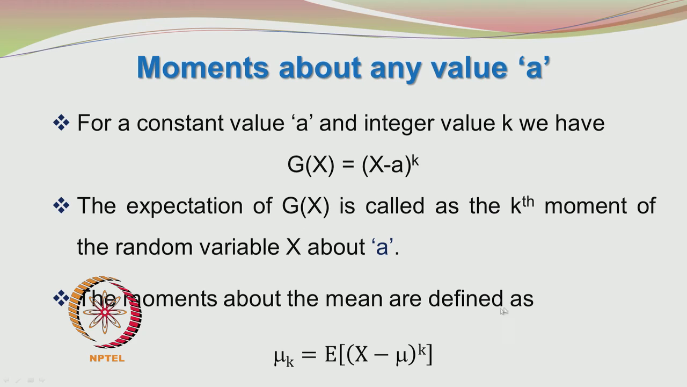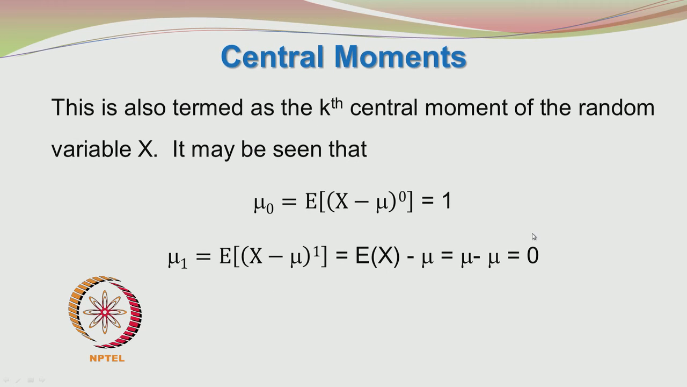The moments about the mean are defined as mu k is equal to expected value of x minus mu to the power of k. So, k can be 0, k can be 1, 2 and so on. Remember, k should be an integer. Okay. So, here we are finding the moment about the mean. Okay. The mean is the center point of the distribution. So, expected value of x minus mu to the power of k is called as mu k, and these are referred to as the moments about the mean for different values of k. It is also termed as the kth central moment of the random variable x. Since we are taking the moment about the mean, we refer to it as the kth central moment of the random variable x.